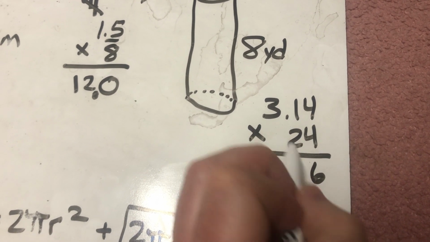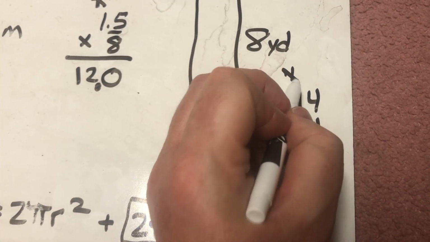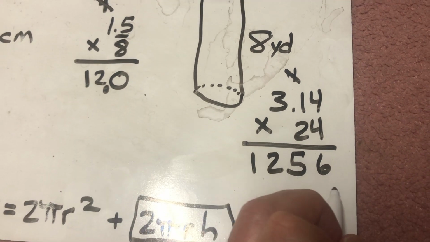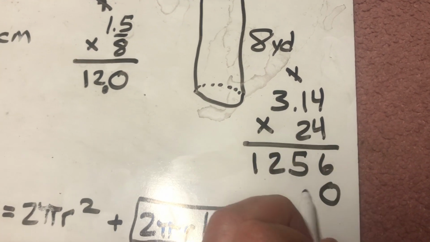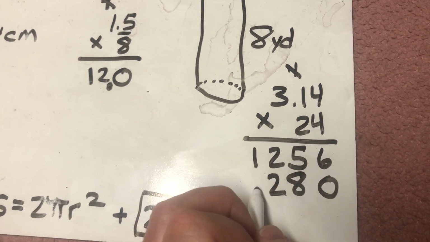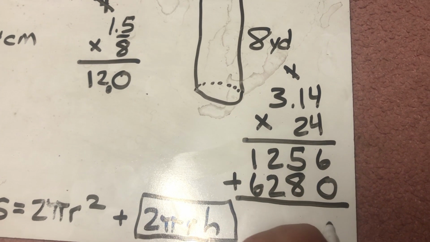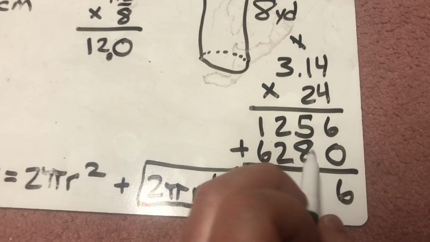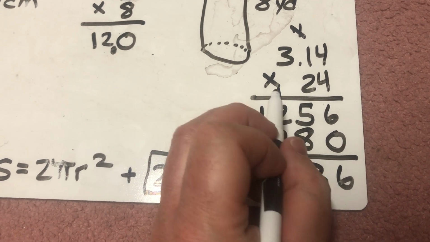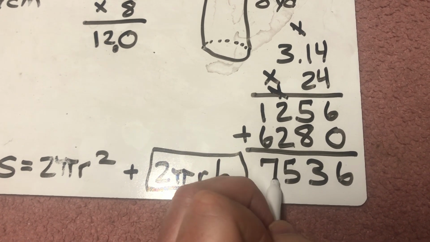4 times 4 is 16. Put the 6 down, carry the 1. 4 times 1 is 4, plus the 1 is 5. 4 times 3 is 12. Put the 0 down. 2 times 4 is 8. 2 times 1 is 2. 2 times 3 is 6. 6 plus 0 is 6. 5 plus 8 is 13. Put the 3 down, carry the 1. 2 plus 2 is 4. Plus 1 is 5. 1 plus 6 is 7.